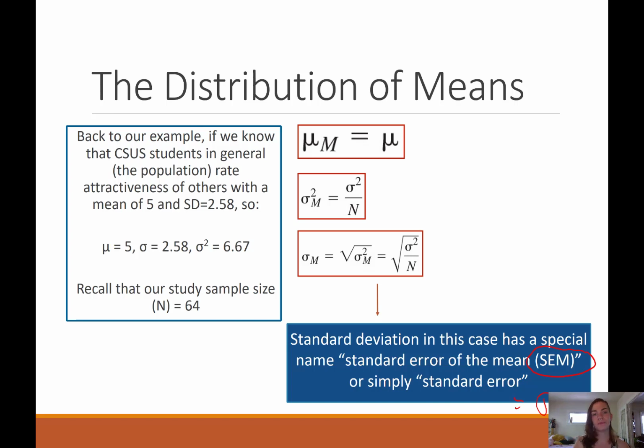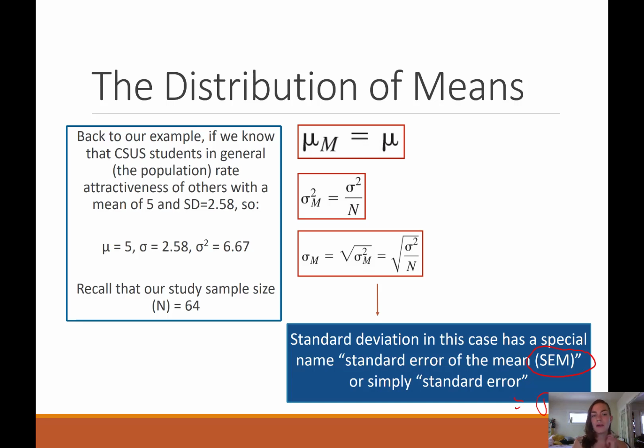So let's go back to our example. I know that CSUS students, or Sac State students in general, at the population level rate attractiveness of others with a mean of 5 and a standard deviation of 2.58. So in other words, I know that mu, the mean of the population, is 5. I know that sigma, the standard deviation of the population, is 2.58. And if I square sigma, I get the variance, which is 6.67. So that's what I'm starting with.